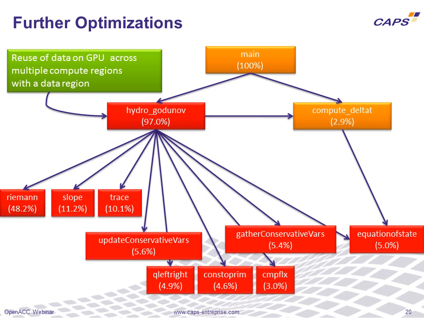Let's get back to our I2C call graph. We have successfully ported the Riemann hotspot. As a consequence, we have also ported all the remaining hotspots of I2Godunov function in red on the picture. The data region inserted in the I2Godunov function will enable to optimize transfers between these hotspots.